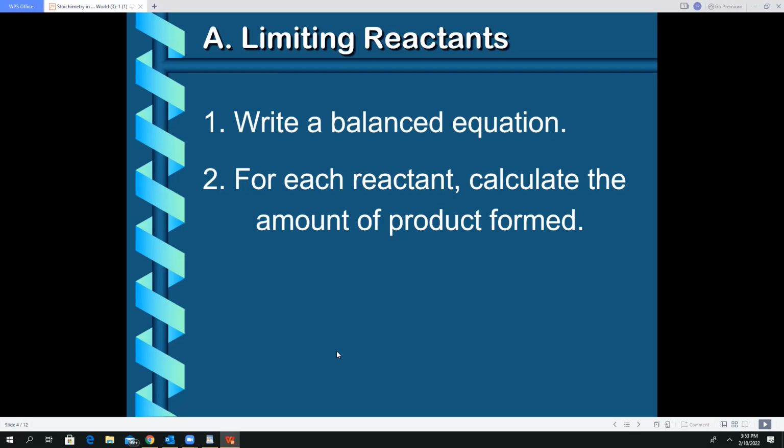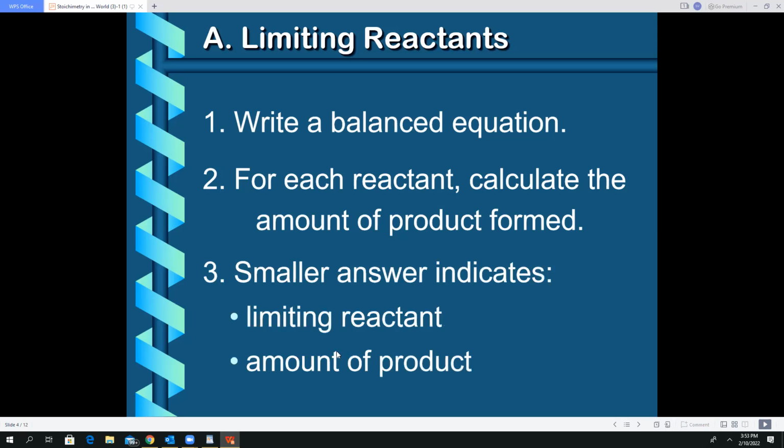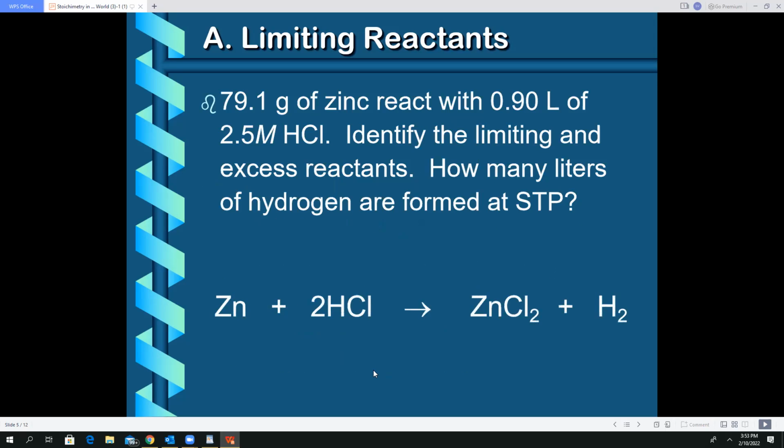But if they only ask you to do the limiting reactant, then you first have to determine which one of those is by using the moles, and then you can keep going, okay? So you'll see what I'm talking about. And the smaller answer always indicates the limiting reactant and how much product you're gonna make. So there it goes. Here's an example.